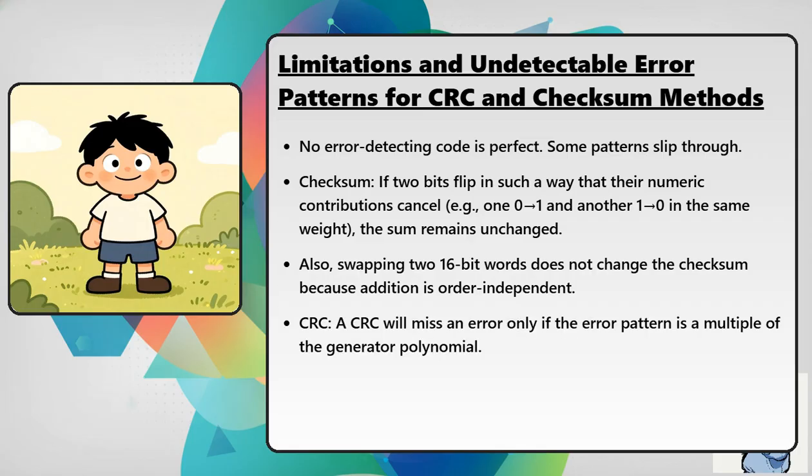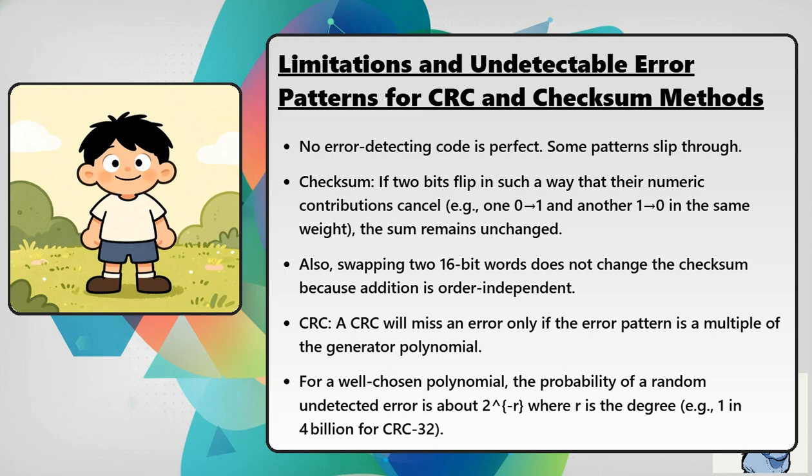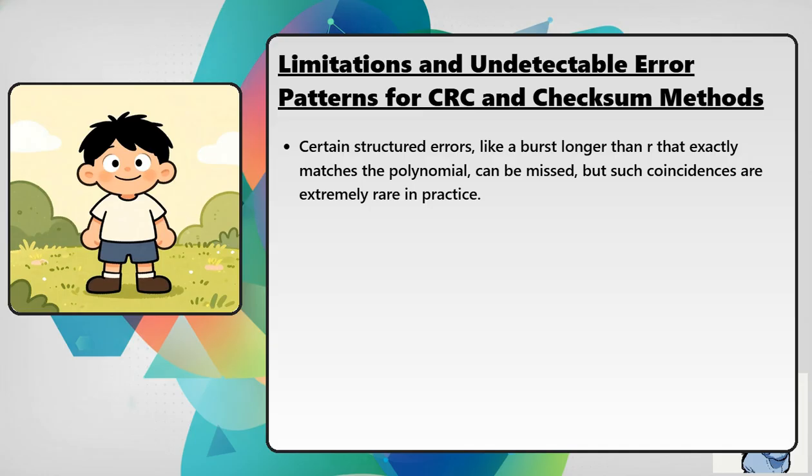CRC: a CRC will miss an error only if the error pattern is a multiple of the generator polynomial. For a well-chosen polynomial, the probability of a random undetected error is about 2 to the minus r, where r is the degree. For example, 1 in 4 billion for CRC32. Certain structured errors, like a burst longer than r that exactly matches the polynomial, can be missed, but such coincidences are extremely rare in practice.